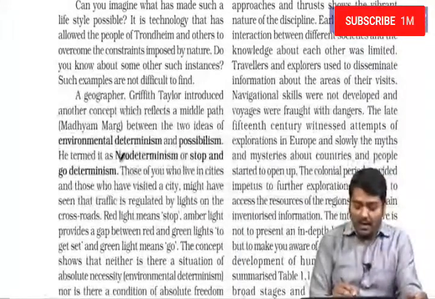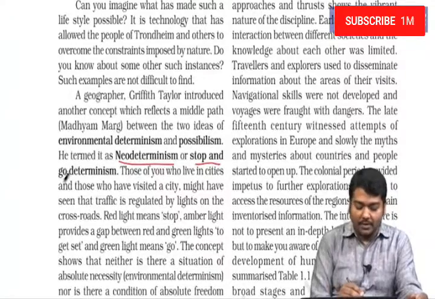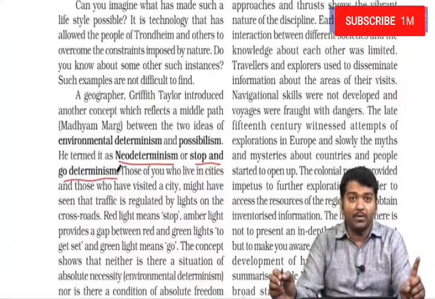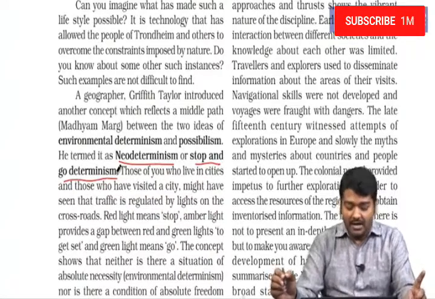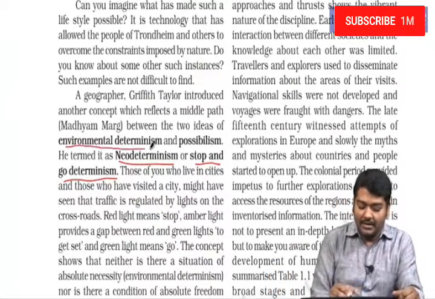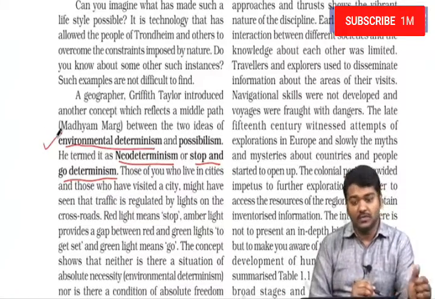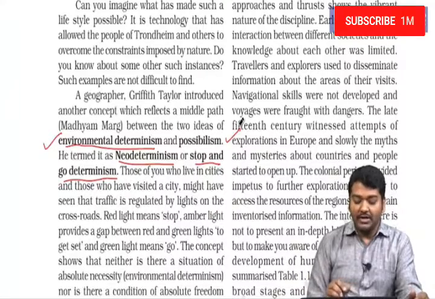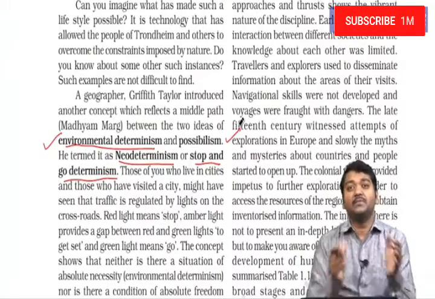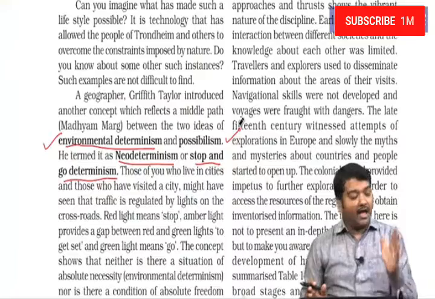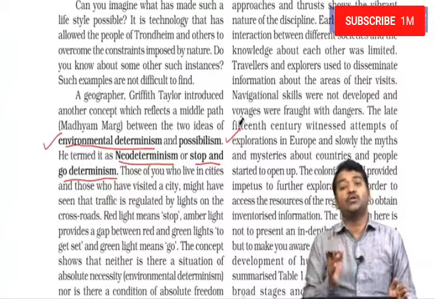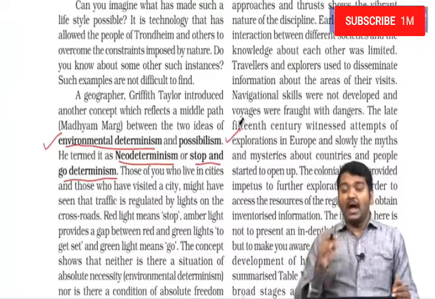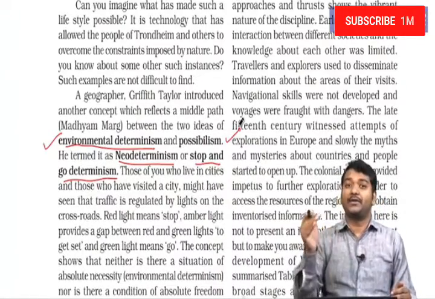And then you have neo-determinism or stop and go determinism. The difference is that when we talk about environmental determinism, environment is supreme. Possibilism, human beings are supreme. Neo-determinism or stop and go determinism is a median approach. They say that environment is important, but environment also provides enough choices. So human beings have to take their choices and go according to their wish.